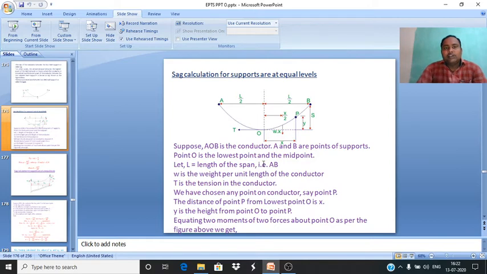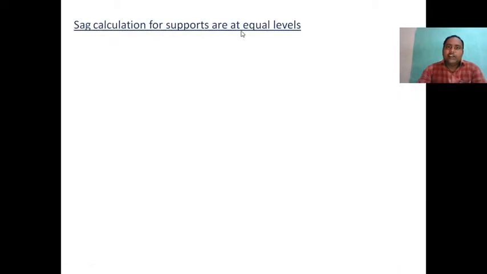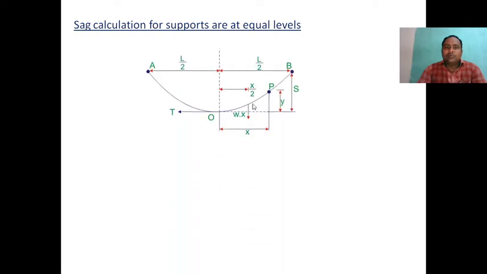Now we discuss sag calculation for supports at equal levels. Supports at equal levels means there are two supports at the same height. Sag calculation for supports at equal levels. So the pole A and the pole B are both at the same height.